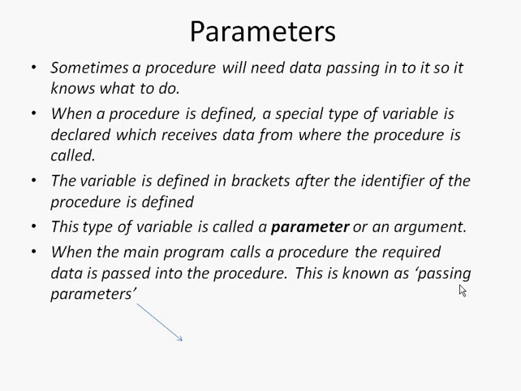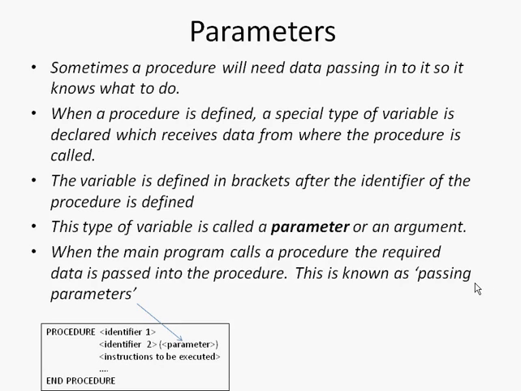When the main program calls a procedure, the required data is passed into the procedure, and this is known as passing parameters. So here we've got our main program called identifier 1. It is calling a procedure called identifier 2, but then in brackets afterwards it's going to pass in some data, whatever that may be.